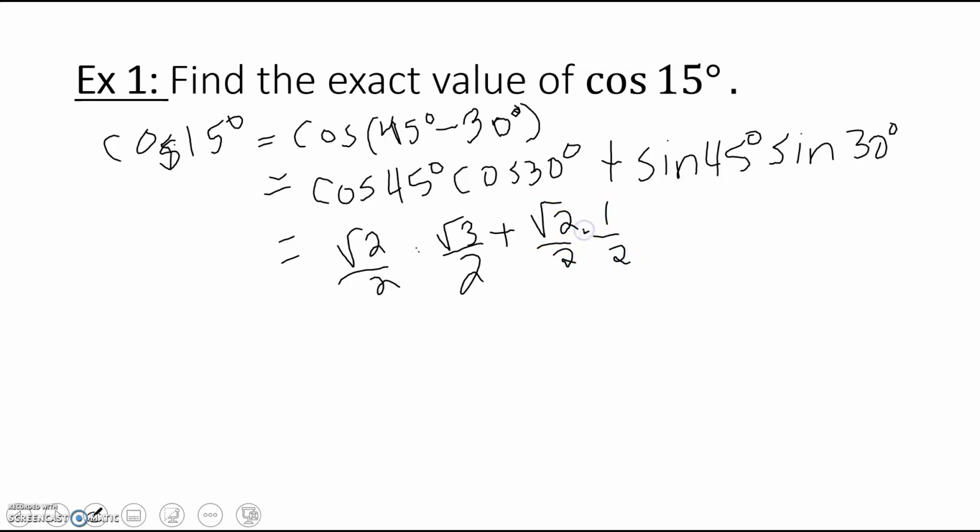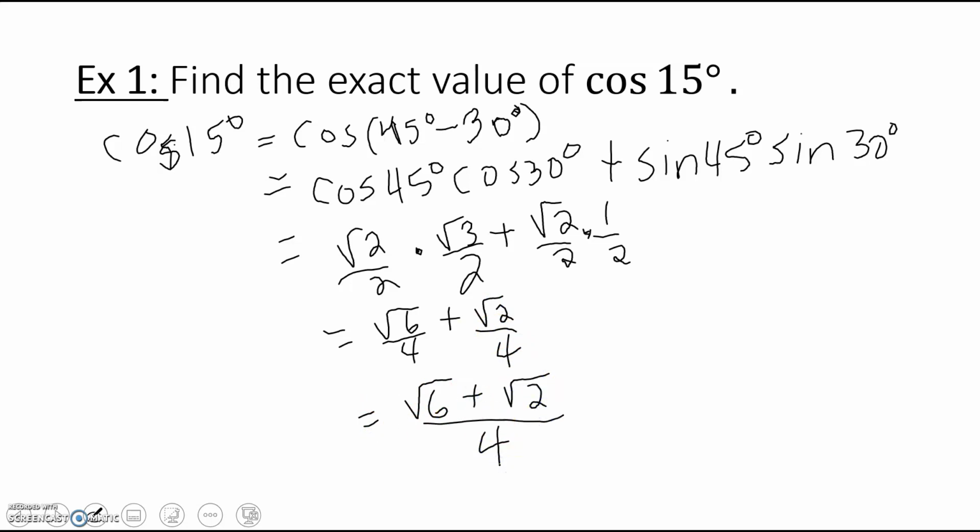And so now we just simplify that. Square root of 2 times square root of 3 is square root of 6 all over 4. Square root of 2 times 1 is square root of 2 over 4. And if you combine those, because they have the same denominator, that'll be the square root of 6 plus the square root of 2 all over 4. And so that is the exact value of the cosine of 15 degrees.